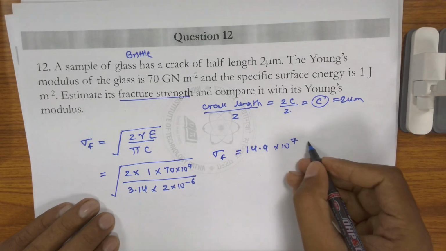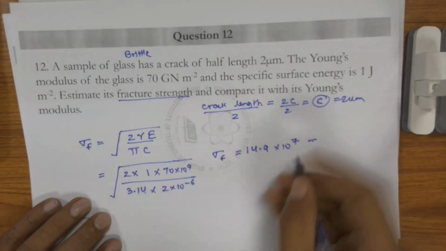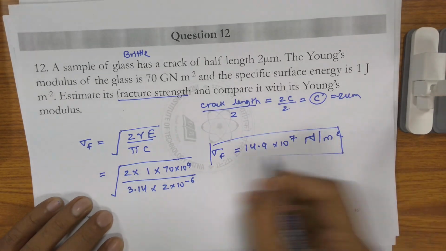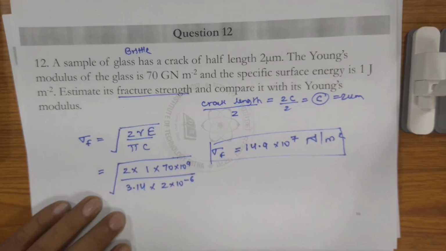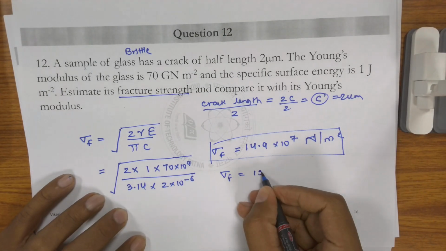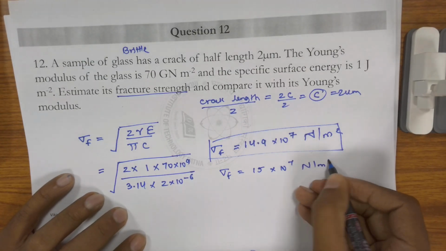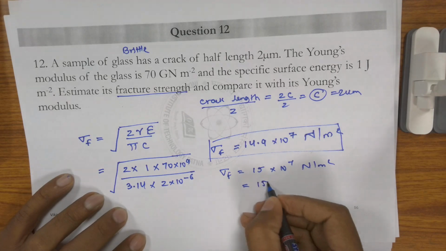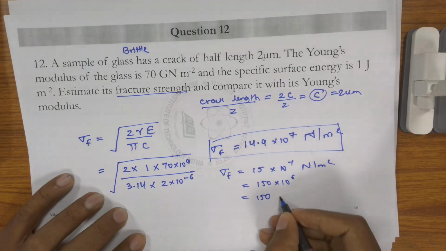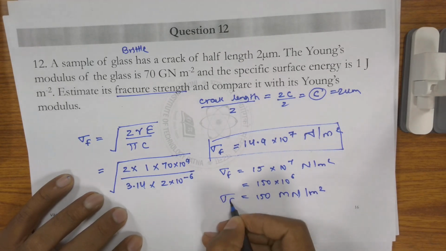The fracture strain, in Newton per meter square, which we can roughly write as 15 into 10 to the power of 7 Newton per meter square, or 150 times 10 to the power of 6, which is 150 mega Newton per meter square. First part is over.